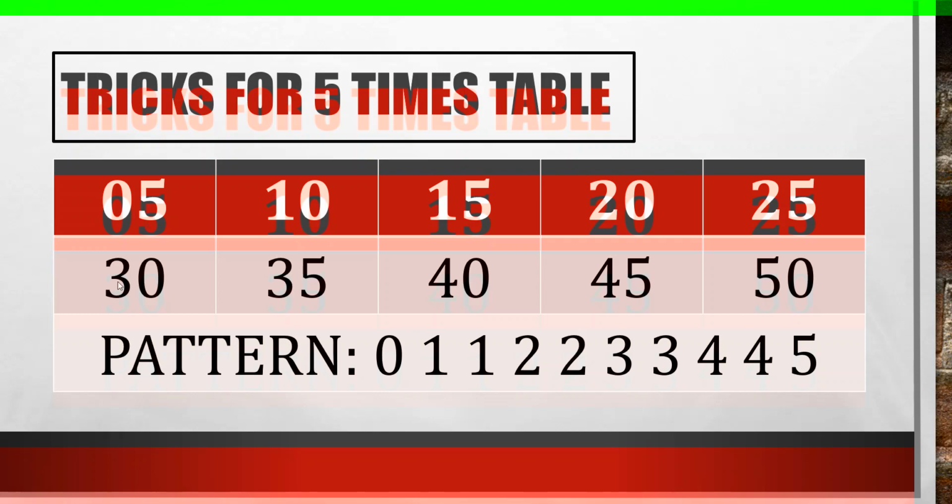Then 30, 35, 40, 45, 50. This is the easiest trick for the table of 5. 5 plus 5, 10. 10 plus 5, 15. 15 plus 5, 20. 20 plus 5, 25. 25 plus 5, 30. 30 plus 5, 35. 35 plus 5, 40. 40 plus 5, 45. 45 plus 5, 50.